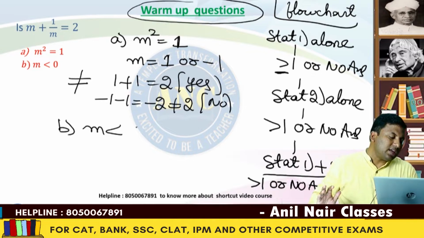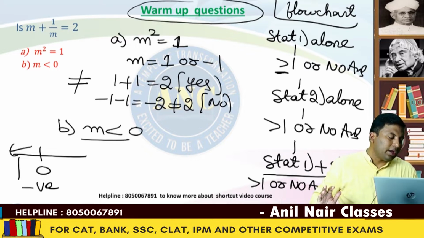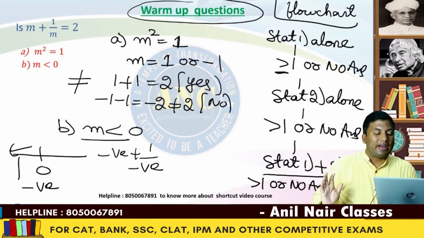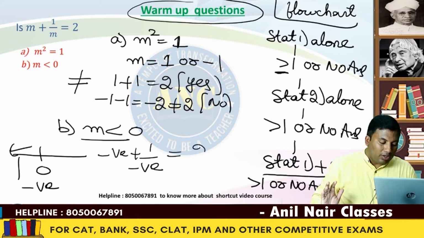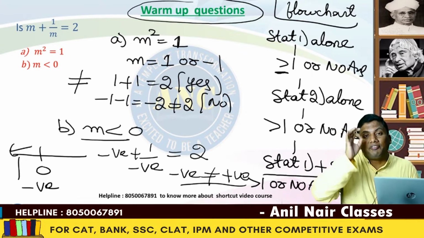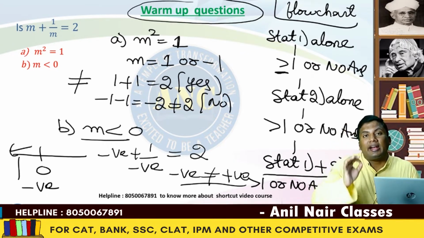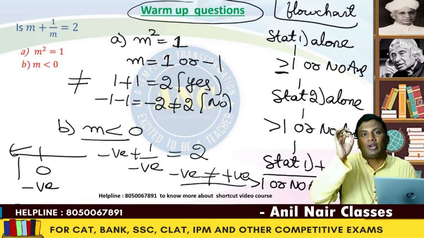M is less than 0. On a number line, anything to the left of 0 is a negative value. Negative plus 1 by negative. 1 by negative is negative. Negative plus negative is negative. Is it equivalent to positive? Negative is not equivalent to positive. I can definitely say that negative is not equivalent to positive.